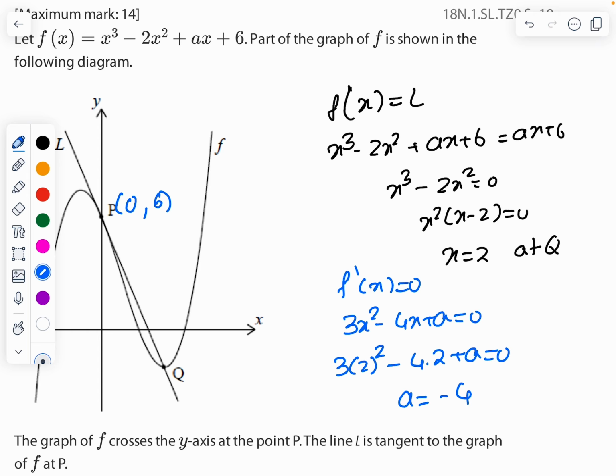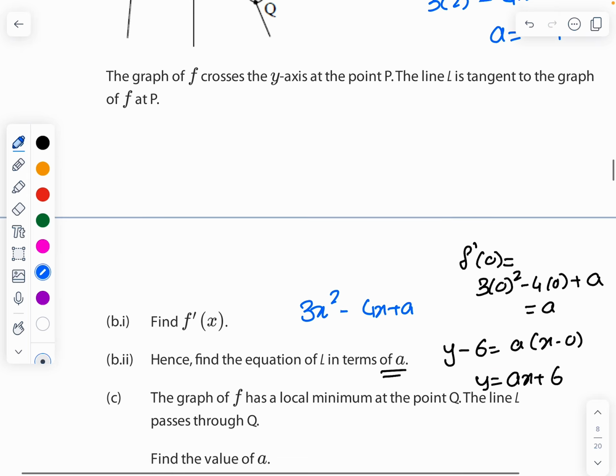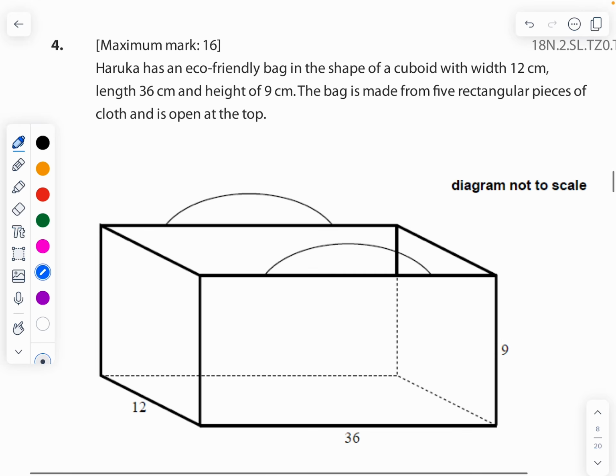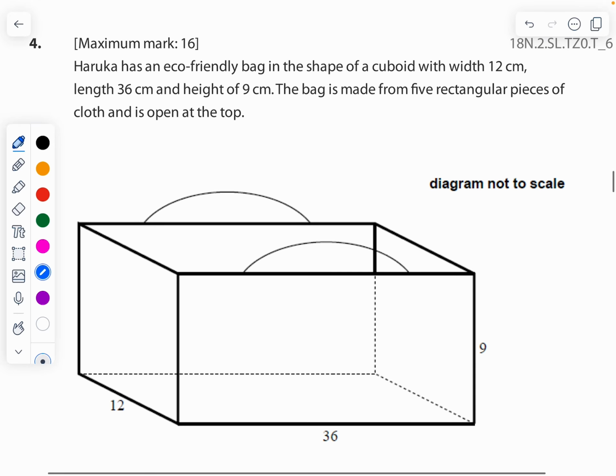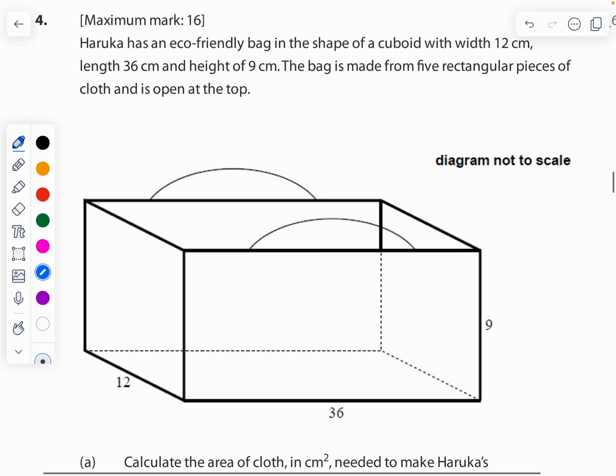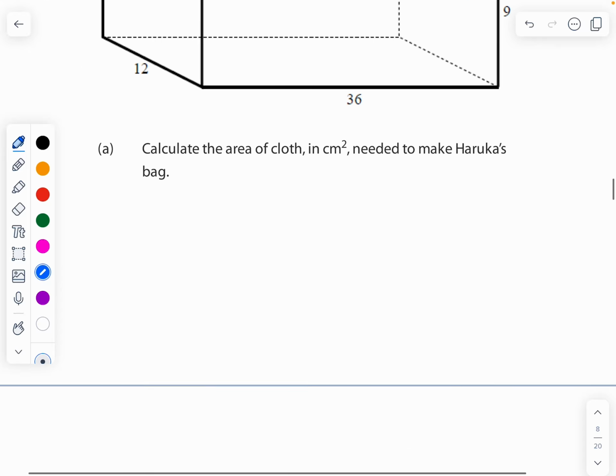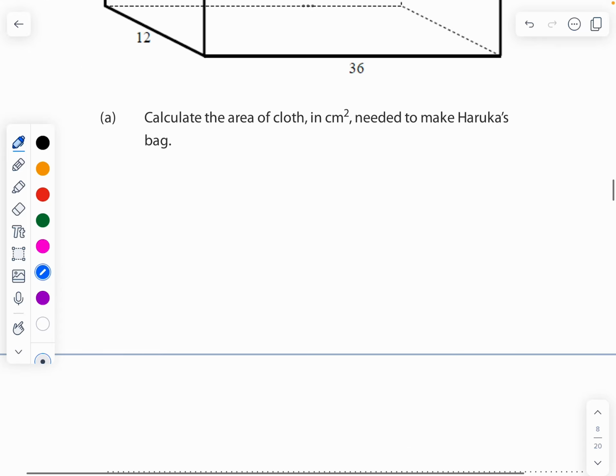Question number 4. Anuka has an eco-friendly bag in the shape of a cuboid with a width of 12 centimeters, a length of 36 centimeters and a height of 9 centimeters. The bag is made from 5 rectangular pieces of cloth and is open at the top. Calculate the area of the cloth.